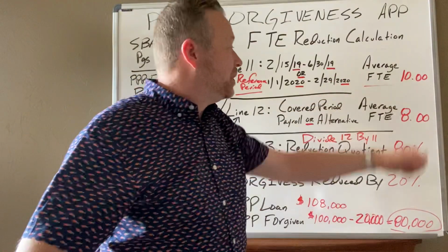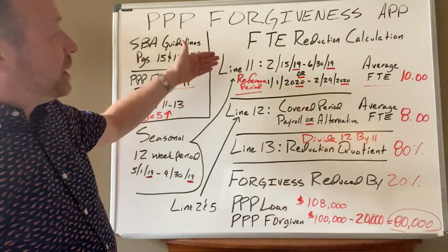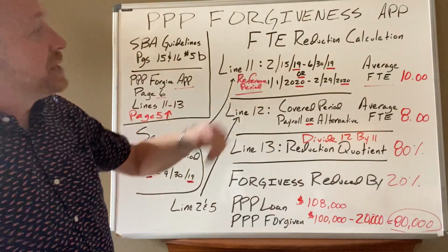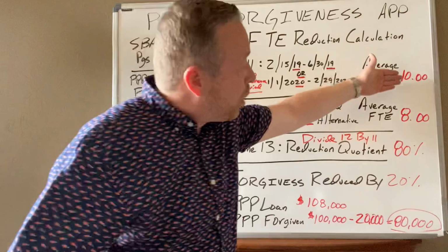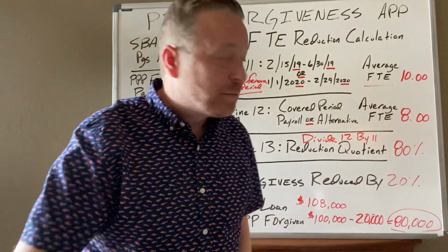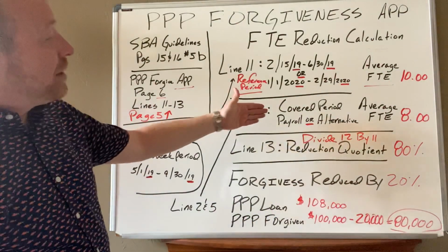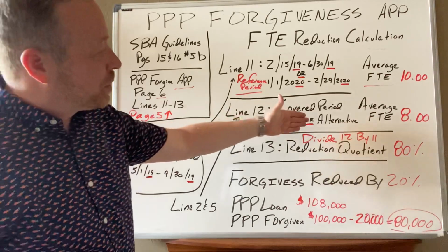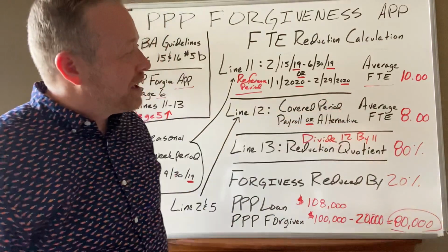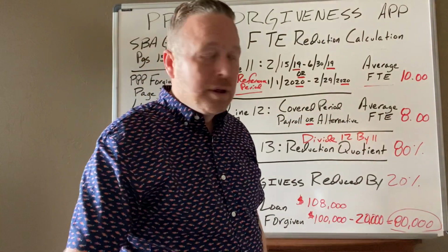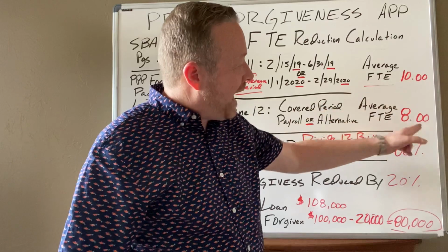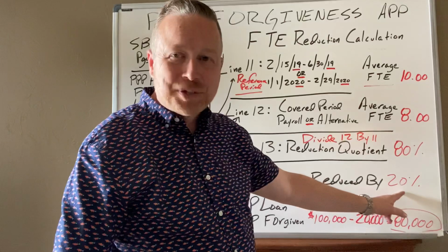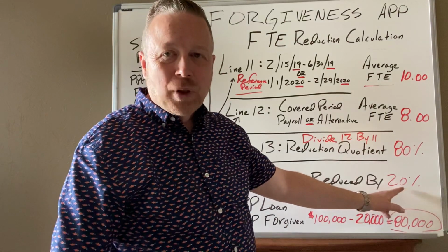So you know what? Obviously you want that to be low. Anyways, you're going to pick, in essence, the best number for you, which in this example would be the lower number, or 8, right? Then you're going to look at your covered period, which is your payroll period, either the exact covered period or your alternative, and figure out the average FTEs. So 10 and 8 means we have an 80% figure, which means that 20%, okay?